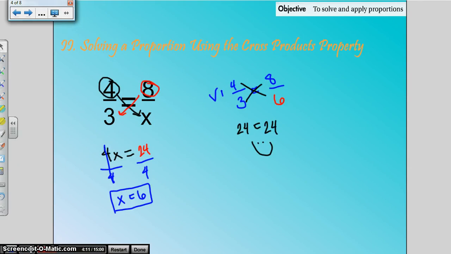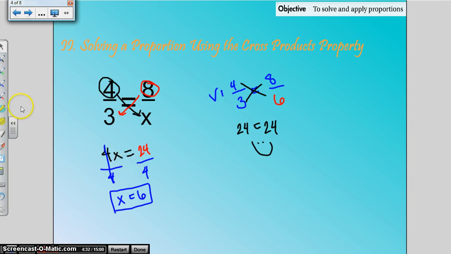All right, so here's my answer. I have x equals 6. Again, I just did the cross products here. I started with 4 this time just to show you it doesn't matter which side you work on. So I have 4 times x, 4x equals 8 times 3, 24. Undo that multiplication. You divide by 4 on both sides.